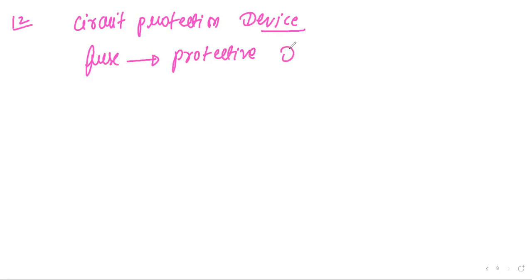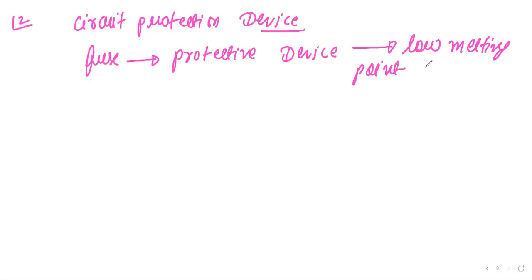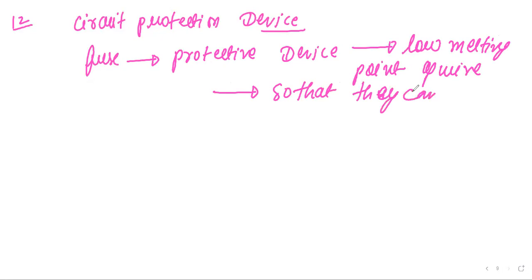Protective device, because of the low melting point of the wire that can save other devices on heating, right? So how does it protect? Due to the low melting point of the wire, so that it can protect the other devices.